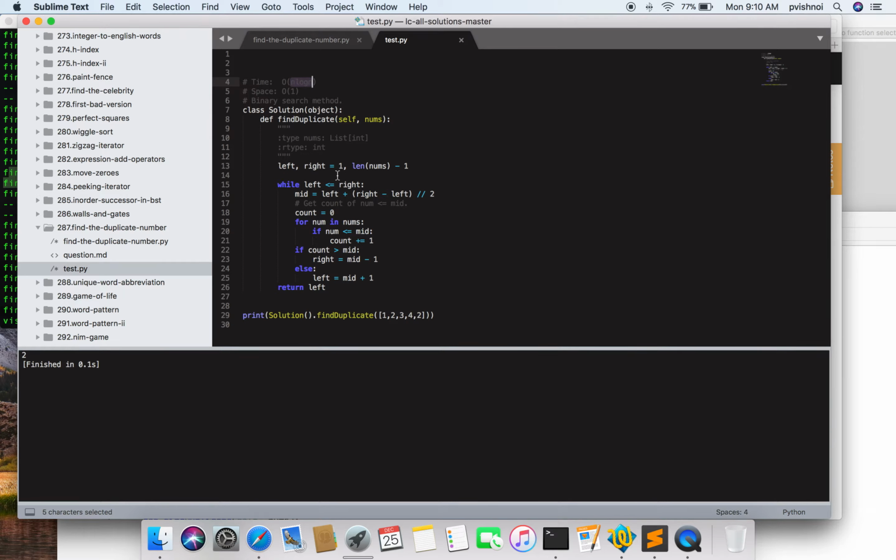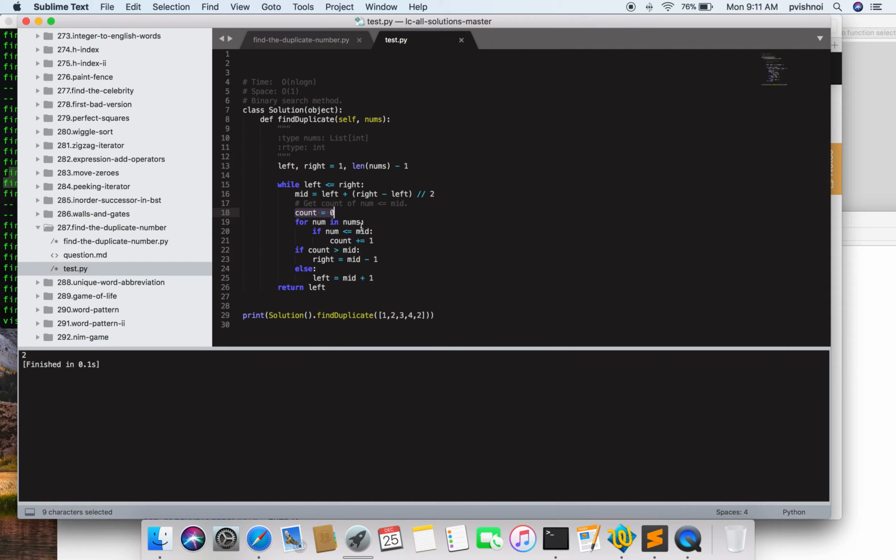There are two pointers I'm using, left and right. Left would be 1 and right would be length minus 1. As you know, we can access an array list starting with index 0, and the list contains at least one number, so we are starting from 1. Now the midpoint we are taking as left plus right minus left divided by 2, and for each loop I'm assigning count equal to 0.